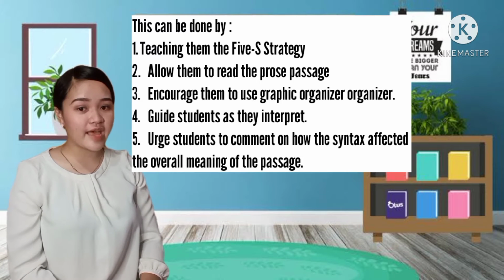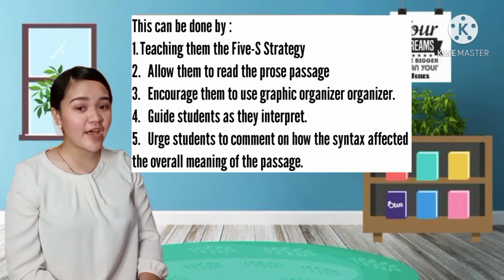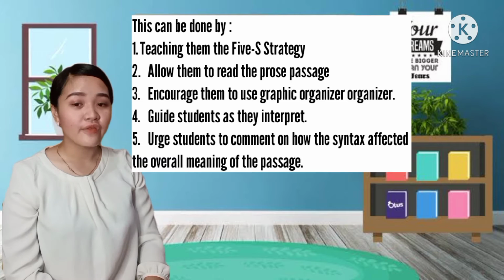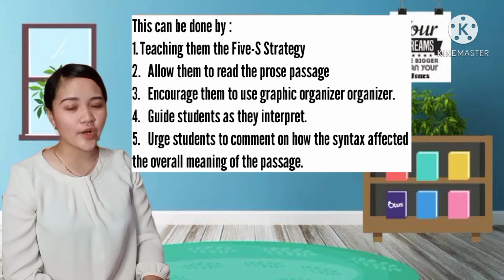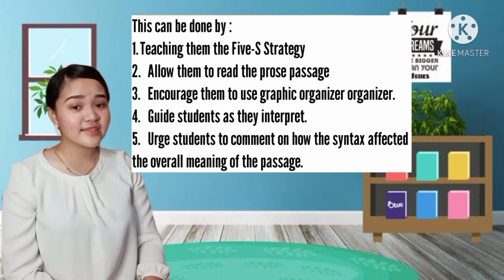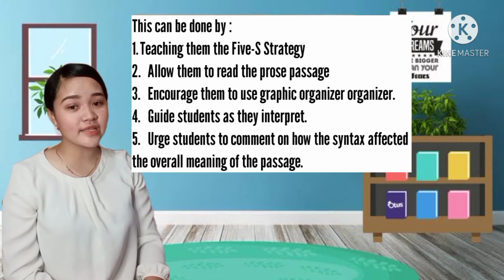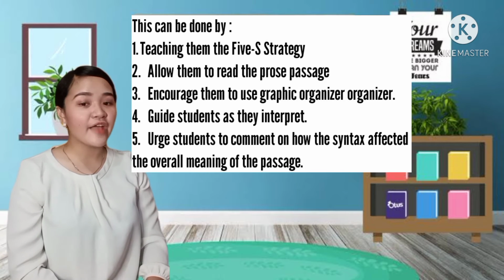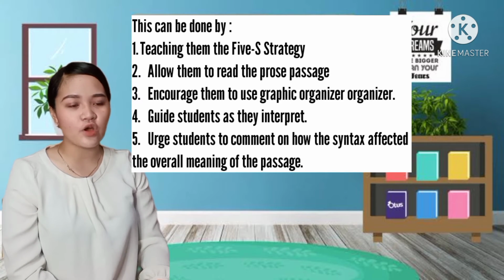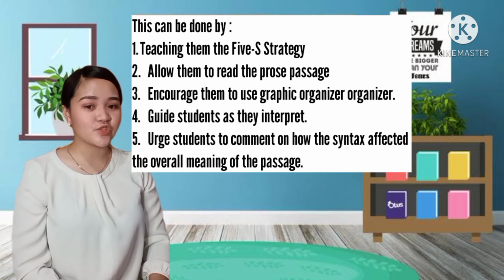This can be done in 5 steps. First, teach them the 5S strategy. Second, allow them to read the prose passage. Third, encourage them to use a graphic organizer with headings speaker, situation, sentences, shift, and syntax. Fourth, guide the students through the process of reading and recording their observations and interpretations. And for the last one, urge the students to comment on how the syntax affected the overall meaning of the passage. Through this strategy, the students will no longer have a hard time understanding the prose.